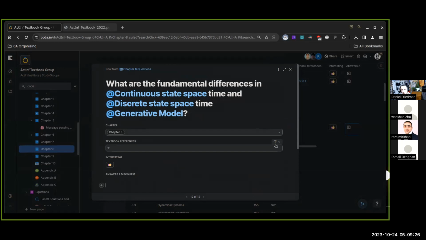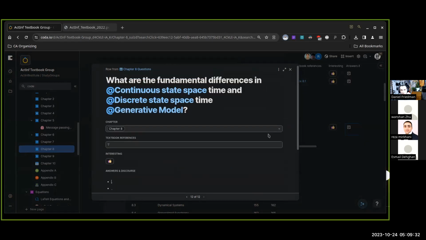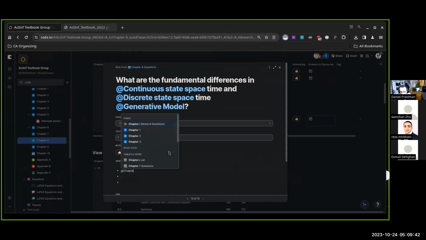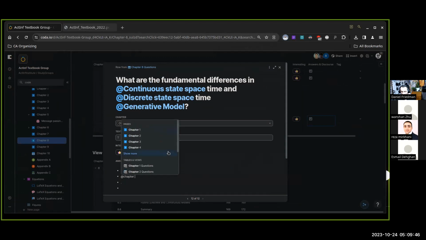Does anyone have a thought on this? Yeah, here, what does continuous mean? Continuous in time or continuous in the state space, or does it refer to both? I suppose it mostly means continuous in time, right? Does anyone want to give a thought on this?